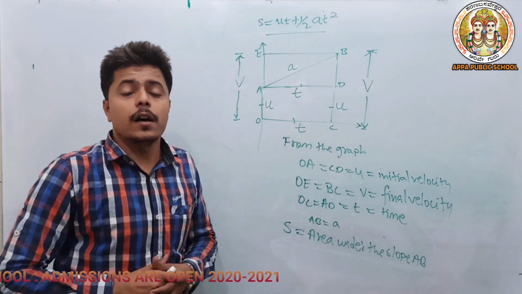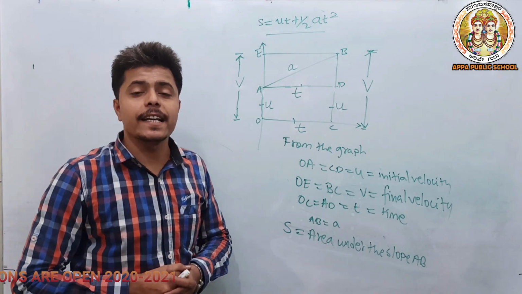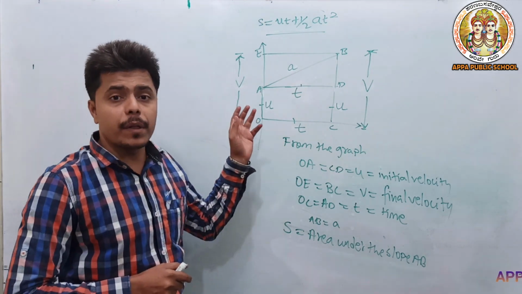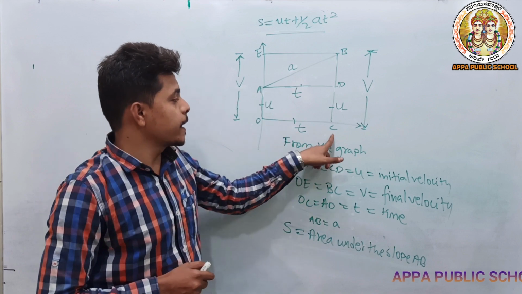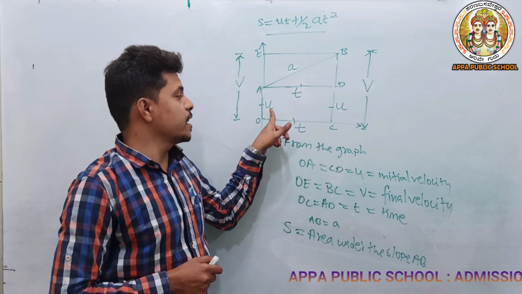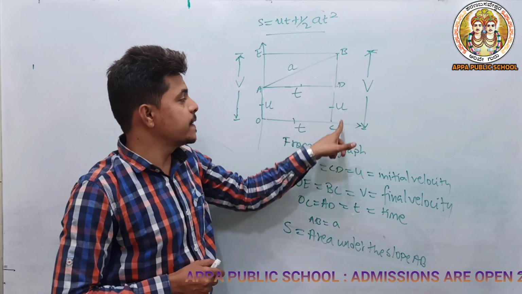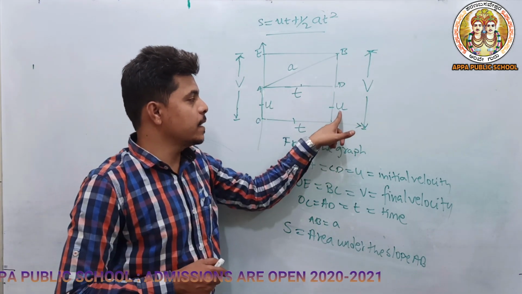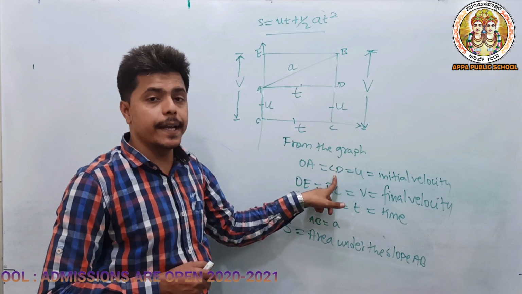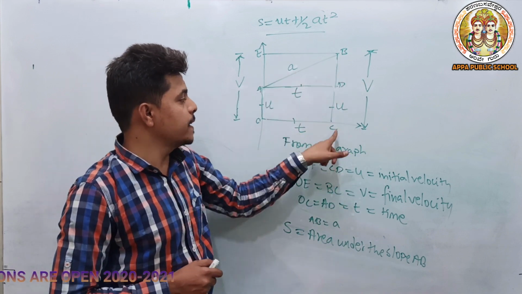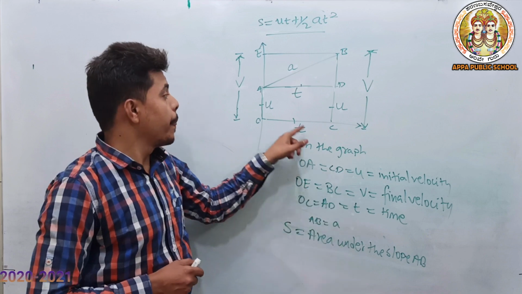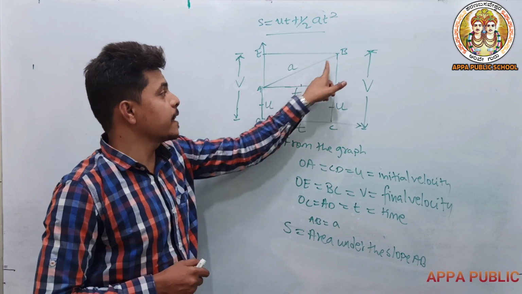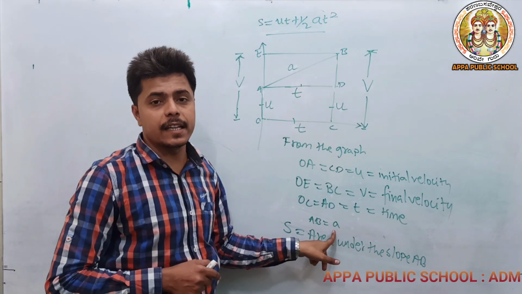So the third derivation of equation of motion, that is V square minus U square is equal to 2AS by graphical method. Now from the graph we can see OC is nothing but time taken, OA is nothing but initial velocity, and BC is nothing but final velocity. OA is opposite to DC, that is initial velocity, we have written. OE is equal to BC, final velocity. Then OC is nothing but AD, time taken. AB is nothing but the slope line, acceleration.